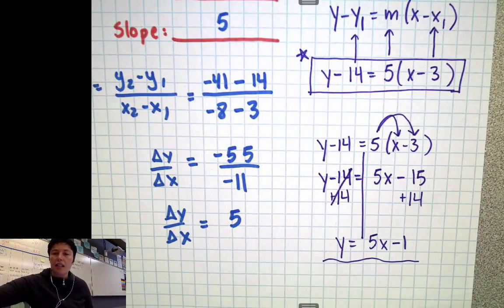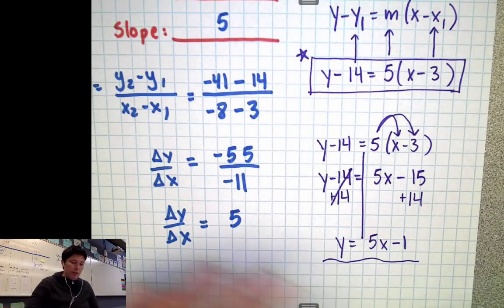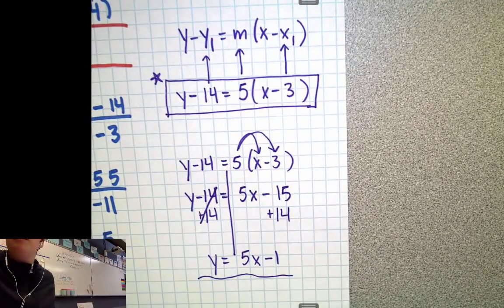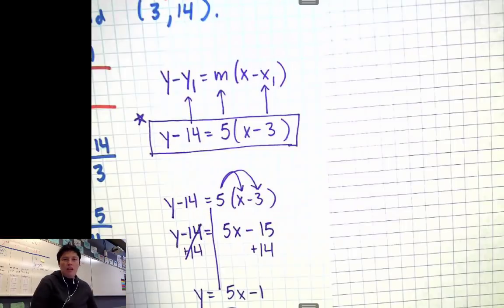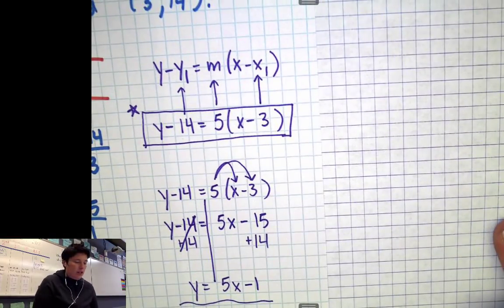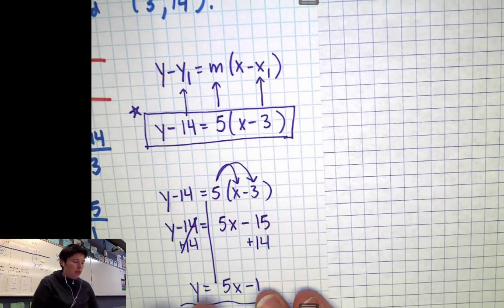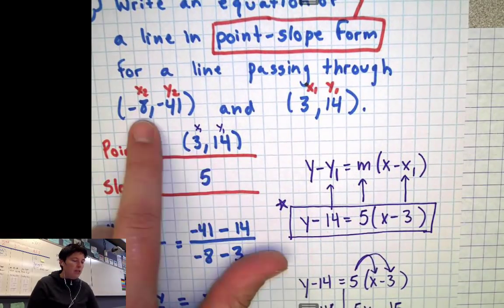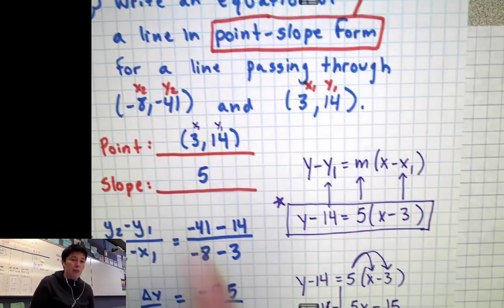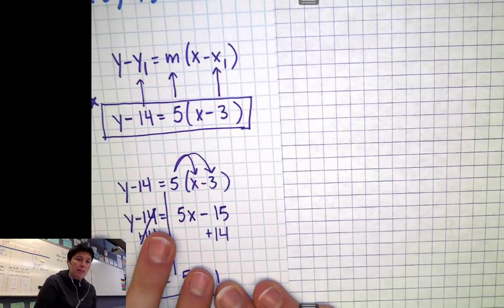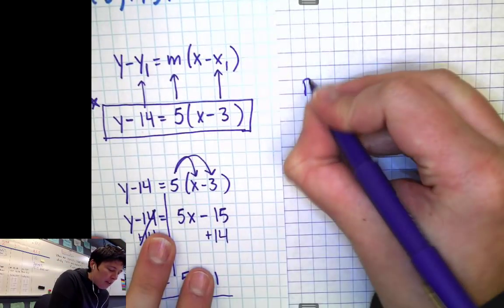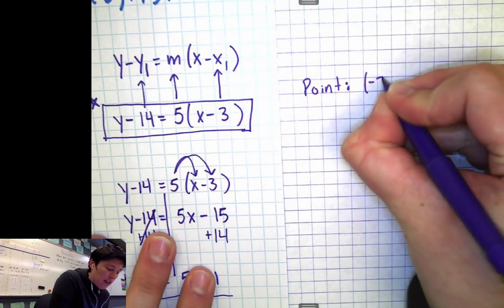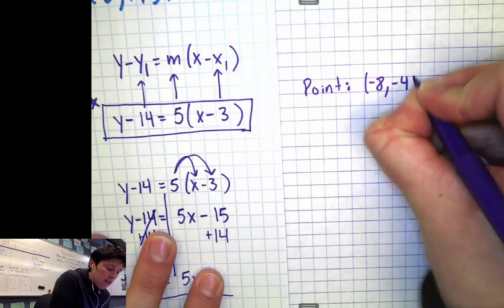I have a second step that we're going to do here, and I need a little more space. I'm kind of running out of room here, so I'm going to get some more paper over here. So here's what we're going to do. We're going to change the point that we used here. We're not going to use 3, 14. We're going to use the -8 and the -41. So I'm going to change my setup.